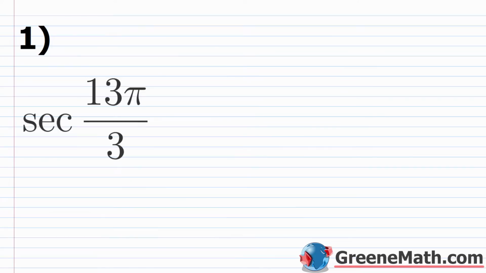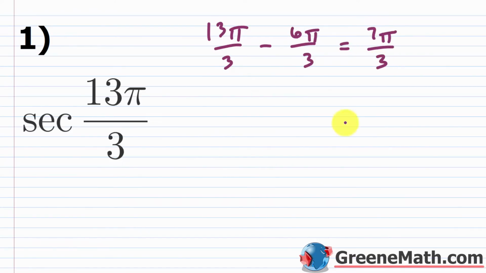So thinking about this, first and foremost, let's write 13 pi over 3. I'm going to subtract away 2 pi, but you're going to see that that's not quite enough. So let's start by multiplying 2 pi by 3 over 3 to get a common denominator. So this would be 6 pi over 3. If we subtract this, 13 pi minus 6 pi is 7 pi, over the common denominator of 3. Now, this 7 pi over 3 is larger than 6 pi over 3, which is 2 pi when we write it with the denominator of 3.